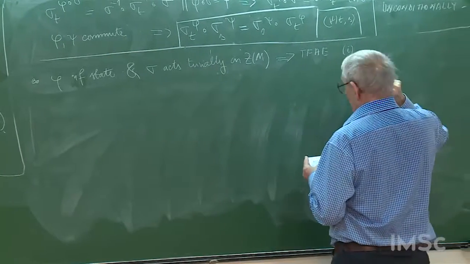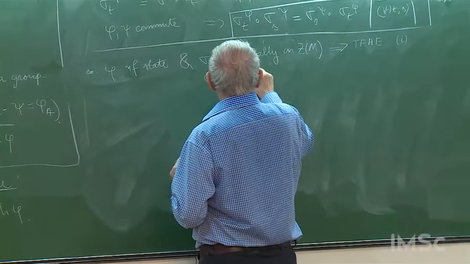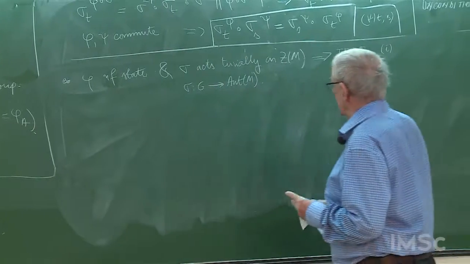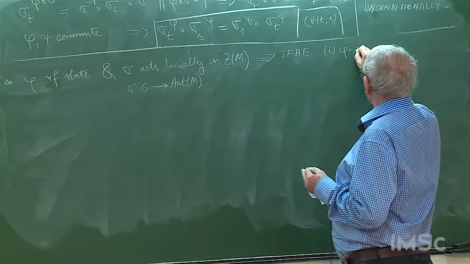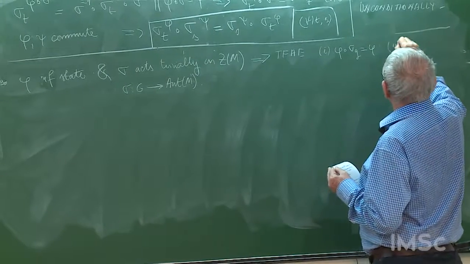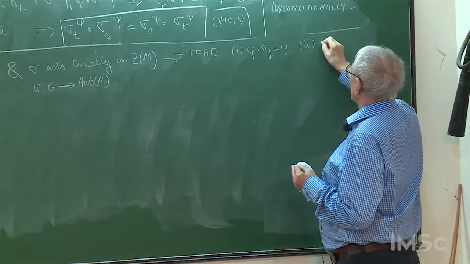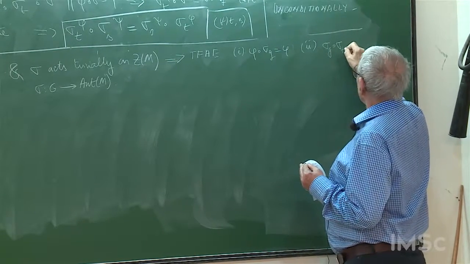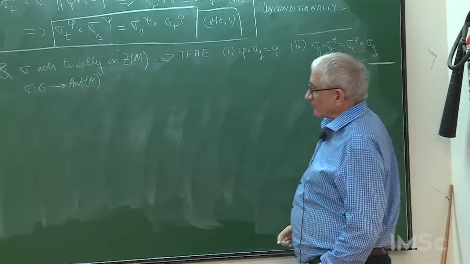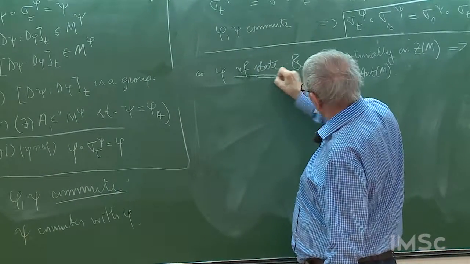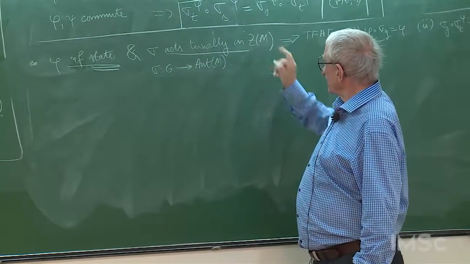First, let me see, sigma goes from G to the automorphisms of M, where G is a group and sigma is a continuous action. So the first thing is that phi composed with sigma_g is equal to phi, and the second assertion is that you have sigma_g composed with sigma_t^phi is equal to sigma_t^phi composed with sigma_g. So what you have to have here is that phi should be a state, a finite weight, and also that this action acts trivially on the center of M.